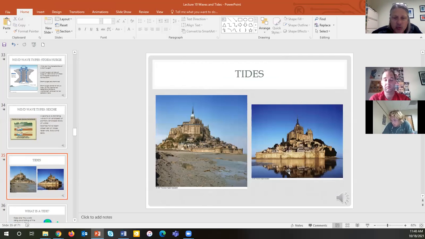The next type of wave we'll look at are the gravity tide waves. This is Mont Saint-Michel in France. Three years of high school French taught me how to say that with the proper accent. I can't really speak much more French, but I can say that. And this is an extreme example of the tides, because you can see at low tide, it's a peninsula, and at high tide, it's an island. So this is a fairly graphic example of what a tide is.